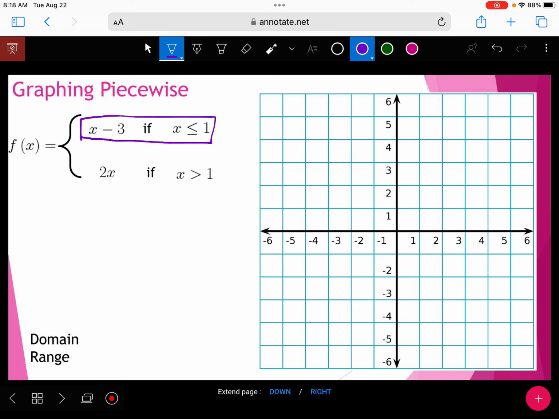So what I'm going to do is take my domain restriction, which is what this column is, and draw myself a line where x equals 1. My first equation, x minus 3, is going to be on this side. My 2x is going to be on that side. Literally building myself a wall. Fence. Do not cross the line.